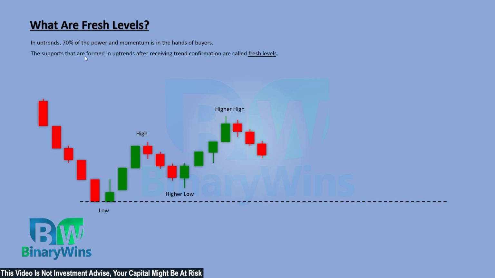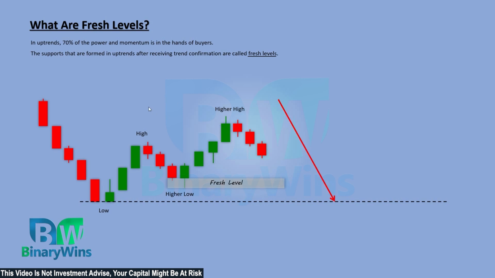The supports that are formed in uptrends after receiving trend confirmation are called fresh support or fresh levels. That is, here we have a support, we have a level, and because it was formed after the beginning of the upward trend, it is called a fresh level.